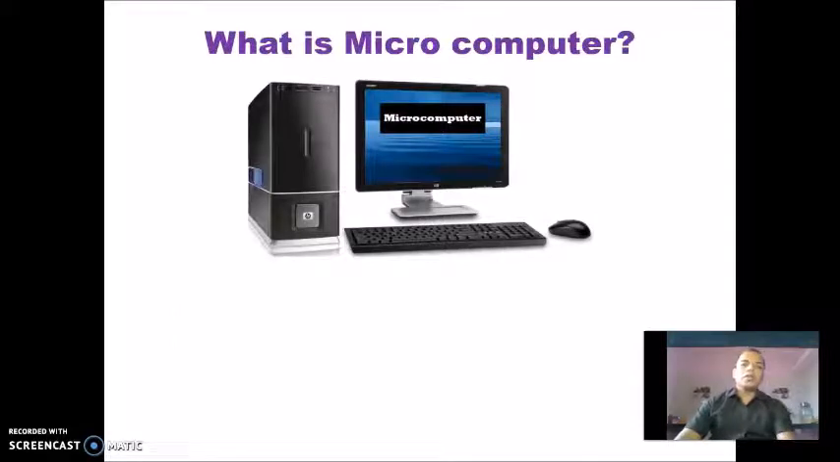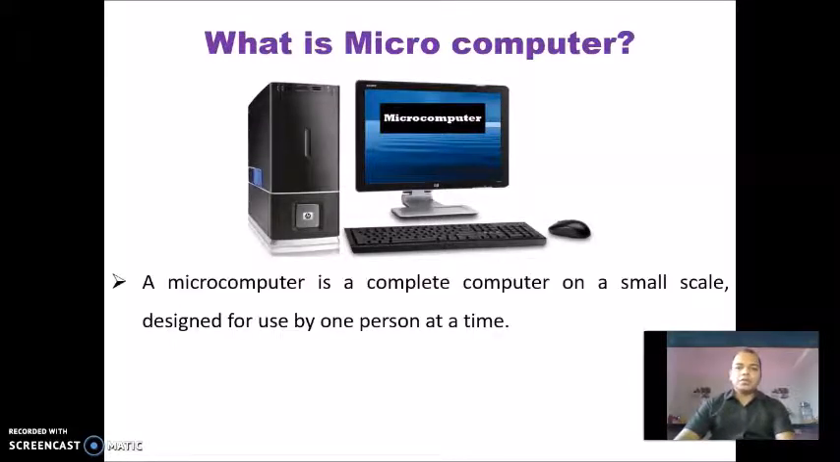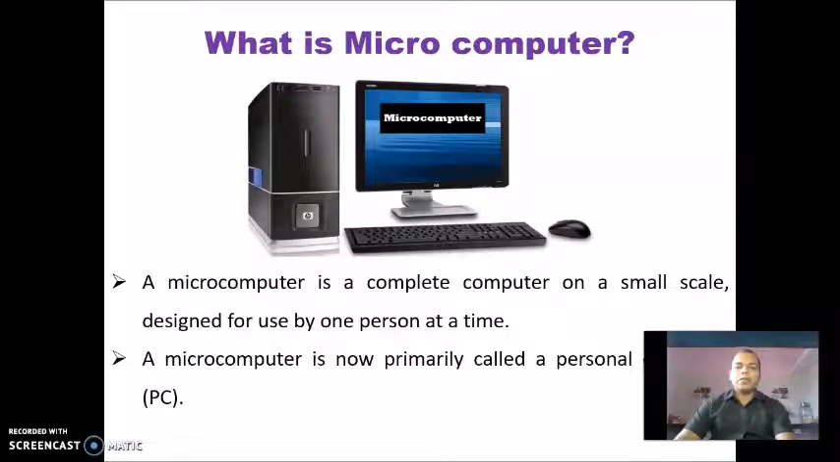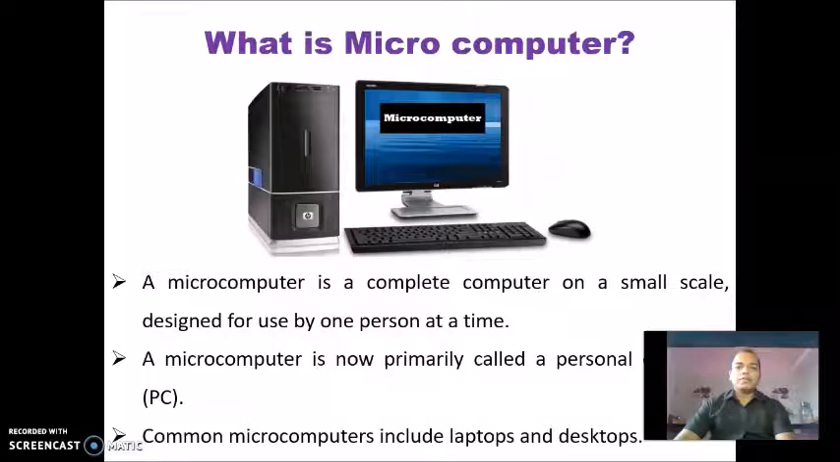Now, what is microcomputer? A microcomputer is a complete computer on a small scale designed for use by one person at a time. A microcomputer is now primarily called a personal computer (PC). Common microcomputers include laptops and desktops.